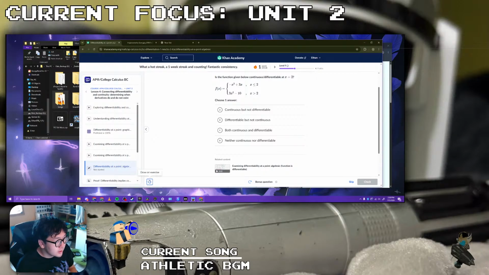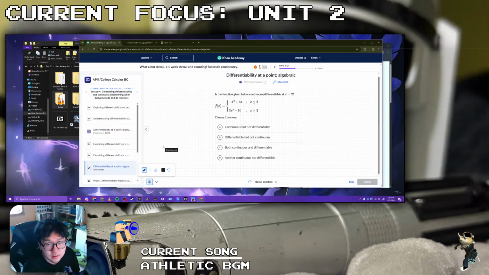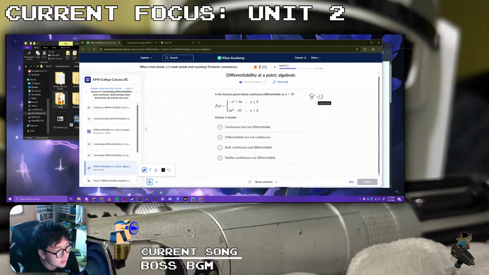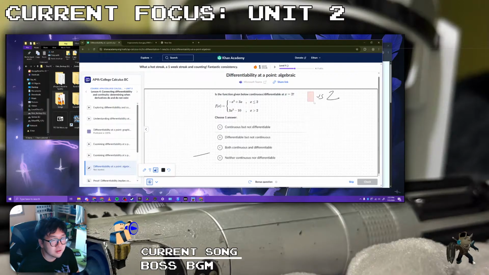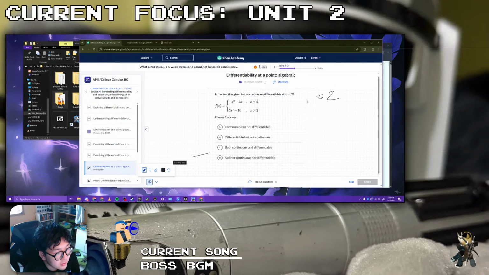Alright, gonna do this again. Let's take a look here at the function below. Let's just plug it in first. Negative 4 plus 12 is going to be 8 versus 12 minus 10, that's 2. Okay, let's double check this one. Negative 4 plus 6. Sorry, I don't know where I got 12. Okay, so they're both 2.